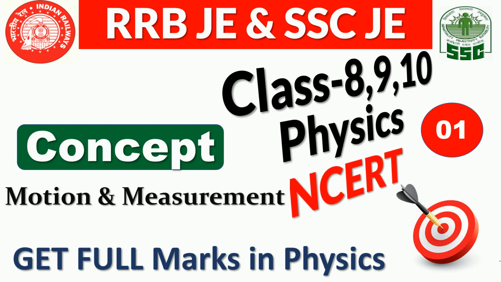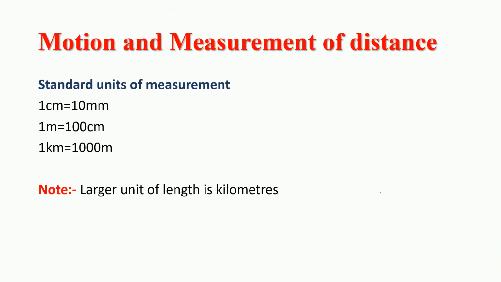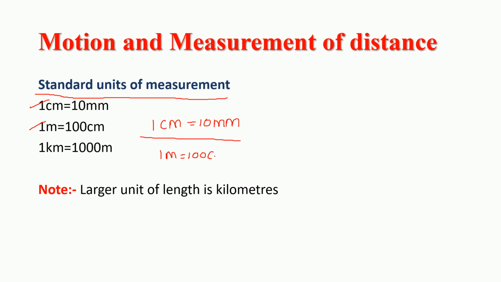Let us start the session. So, motion and measurement of distance. In this, first one is standard units of measurement. There are some standard units of measurement: 1 centimeter equals 10 mm, and the second one is 1 meter. 1 meter equals 100 centimeters, and 1 kilometer equals 1000 meters.